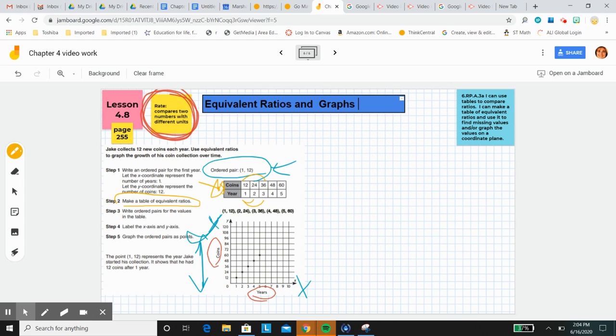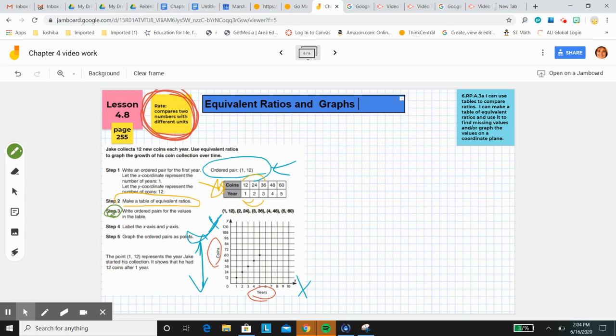Same pattern. You're always multiplying for the next one, as we learned in the units before. We're multiplying by the next value of 1, 2, 3, 4, and 5. Okay, that way we've created equivalent ratios. You have to have equivalent ratios in order to make this work. Step 3 right here is write the ordered pairs for the values in the table.